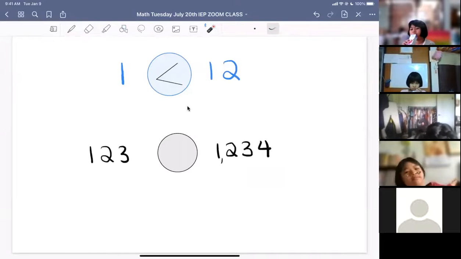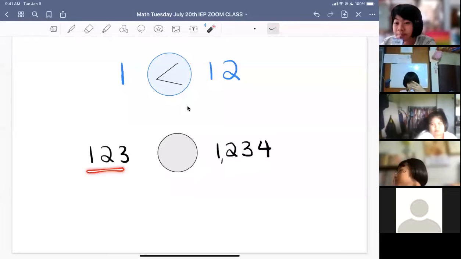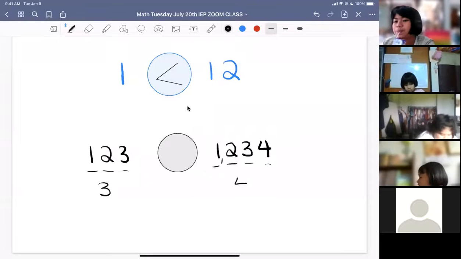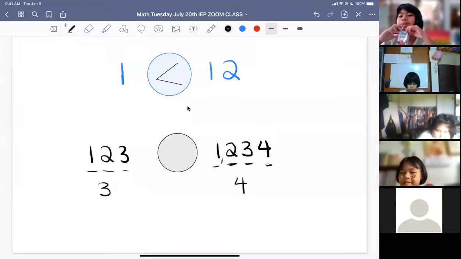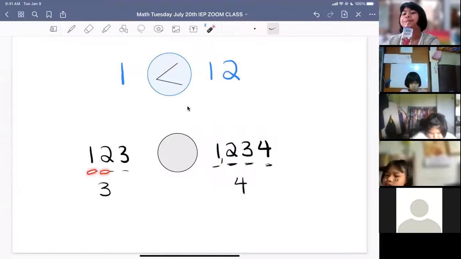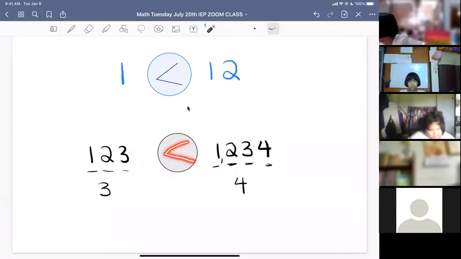Why? Because here we have thousands. Here we have 1, 2, 3, and here we have 1, 2, 3, 4. We have 1s, 10s, 100s, and thousands. We have one extra place. Here it is only 1s, 10s, 100s. So automatically this side is bigger.